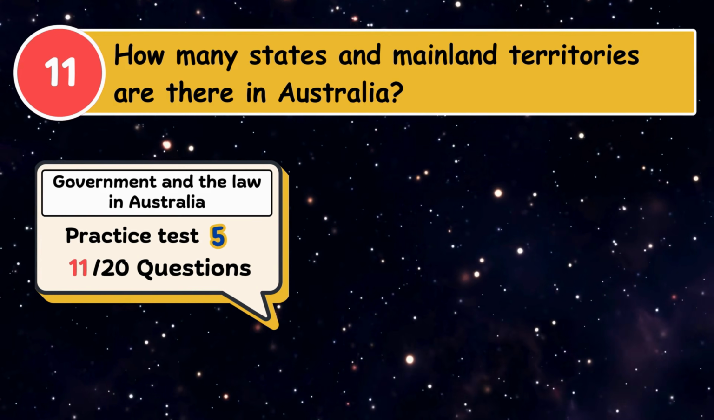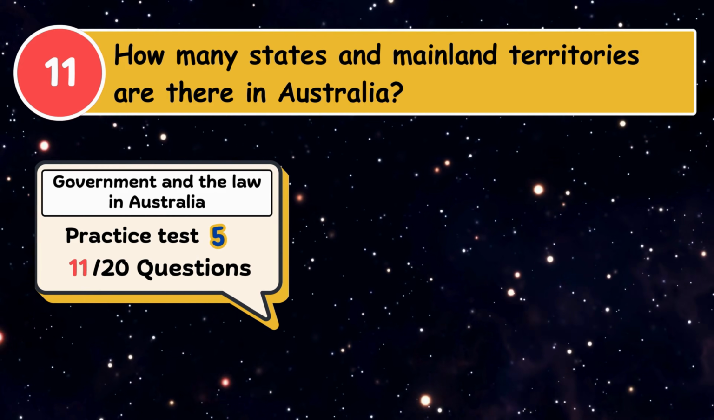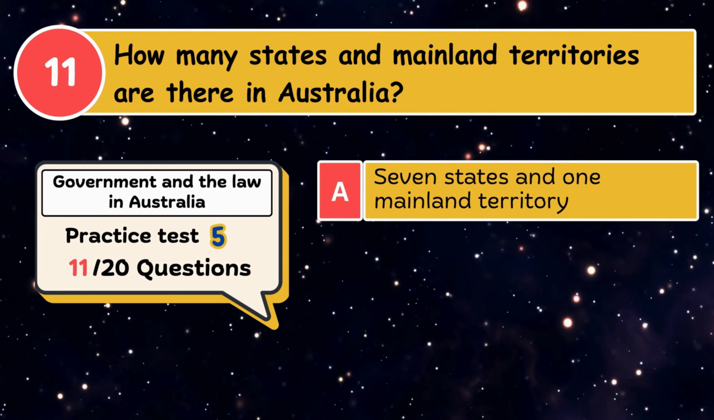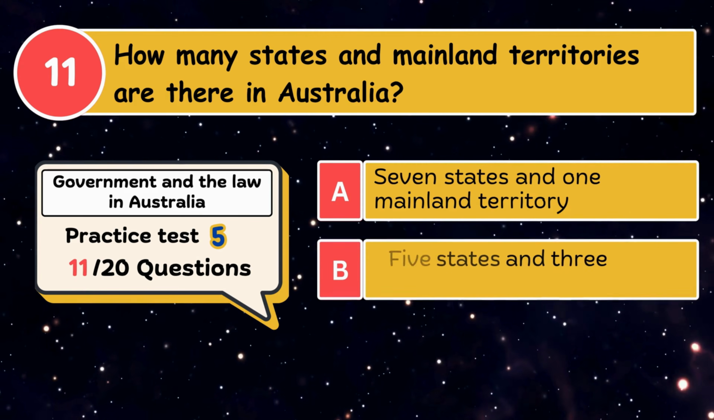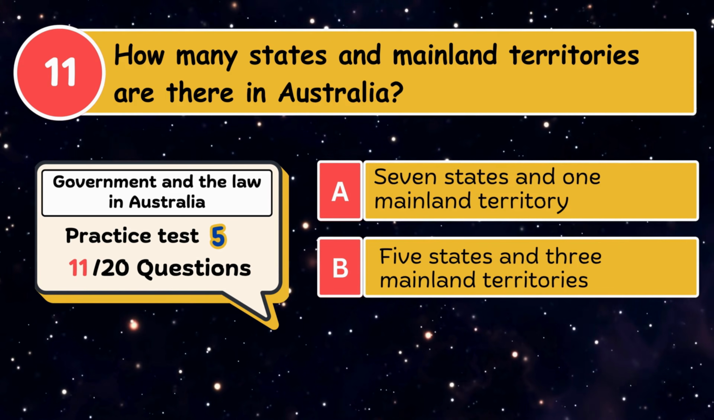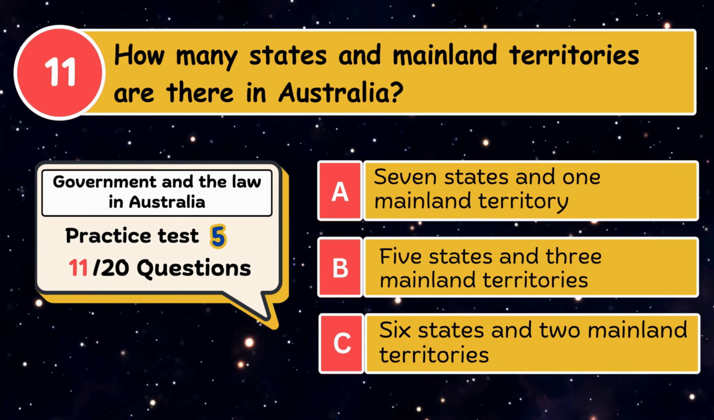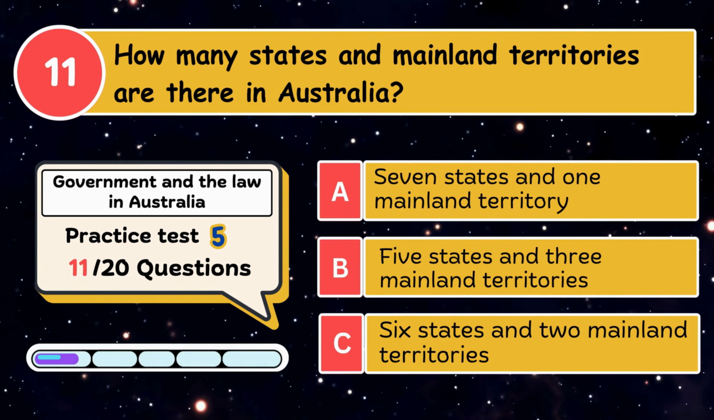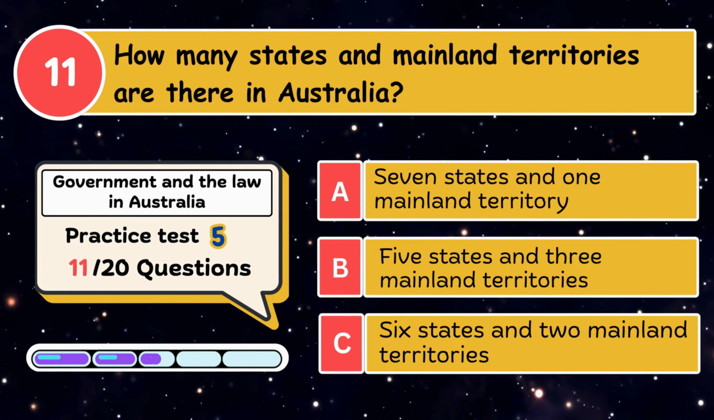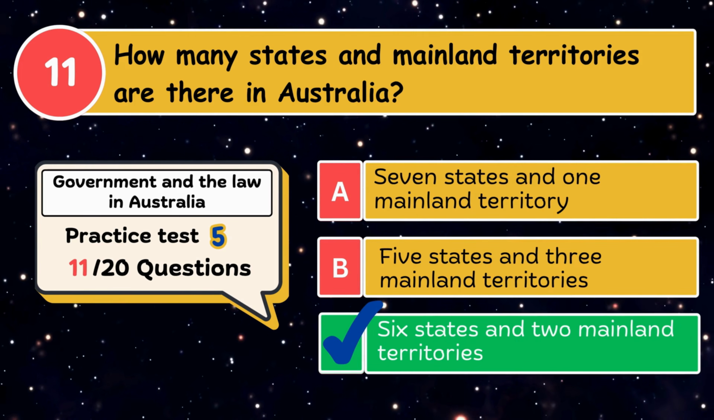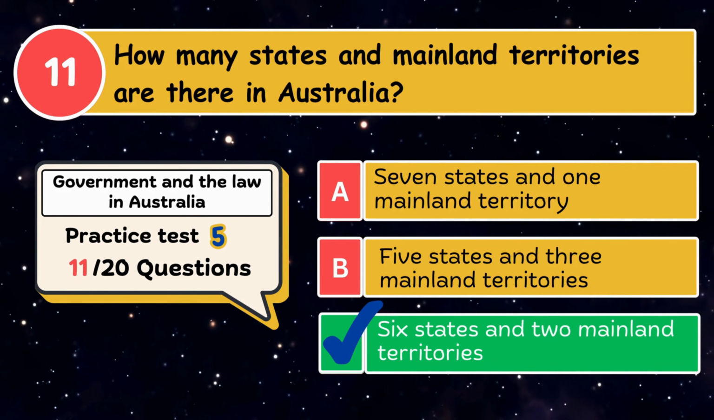How many states and mainland territories are there in Australia? A. 7 states and 1 mainland territory. B. 5 states and 3 mainland territories. C. 6 states and 2 mainland territories. The correct answer is 6 states and 2 mainland territories.